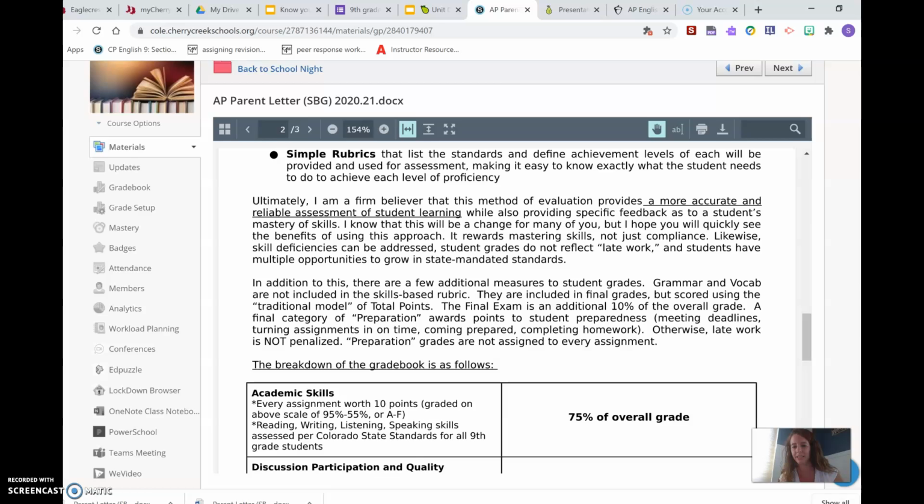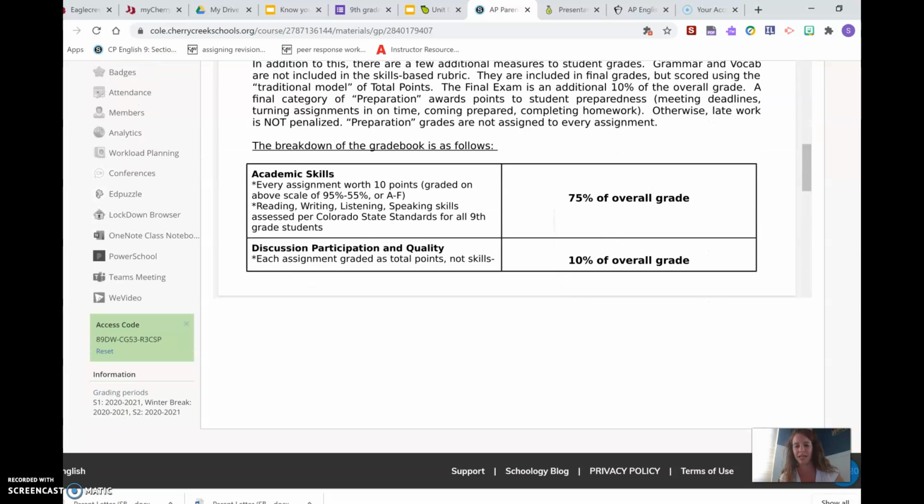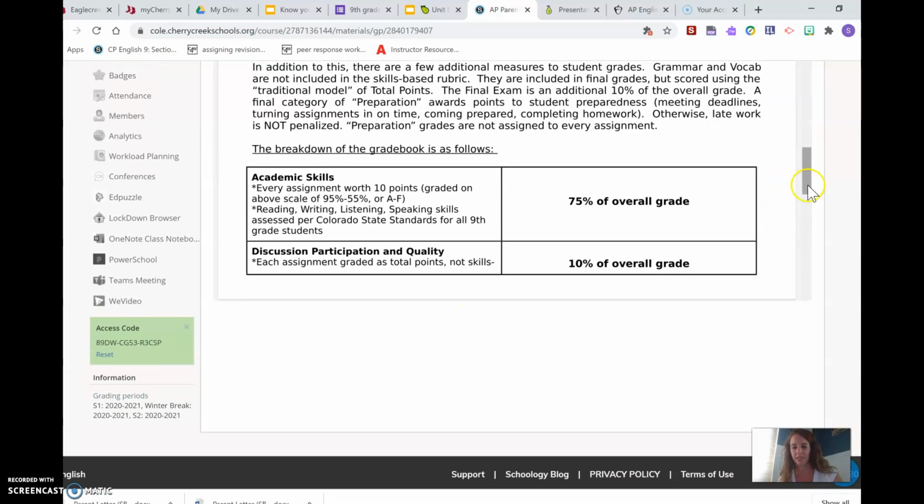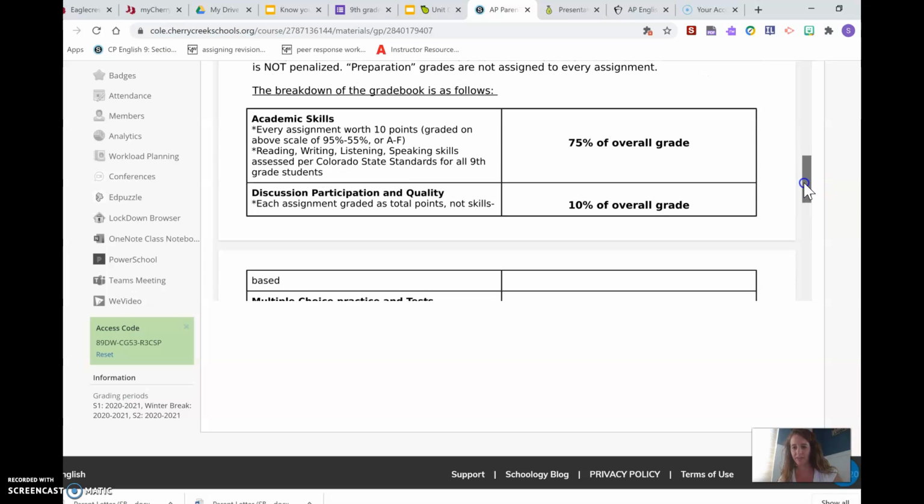Again, I encourage you to read it because there's a lot more to it than just that. Finally, these academic skills are 75% of their overall grade in my class. 10% of their grade is for discussion, participation, and quality when we're actually in person. We do a lot of discussing, a lot of talking out loud, and so I had trouble grading that on a skills rubric, so that'll just be total points.